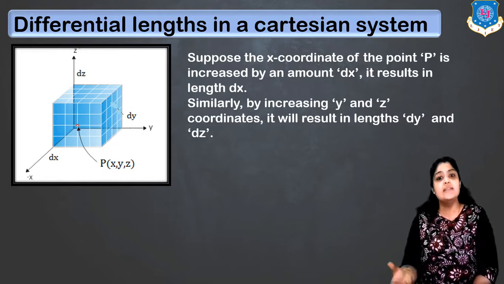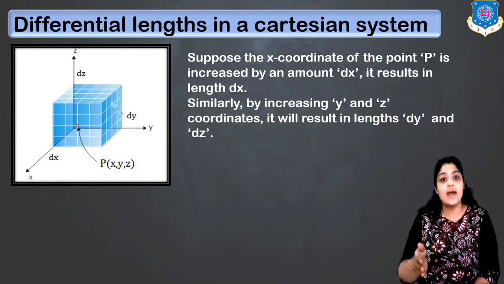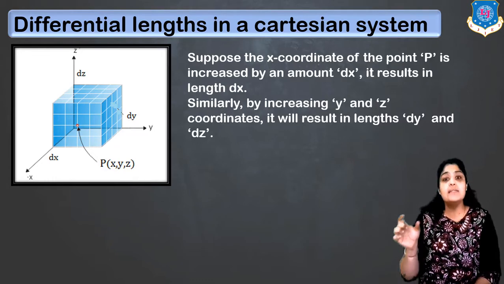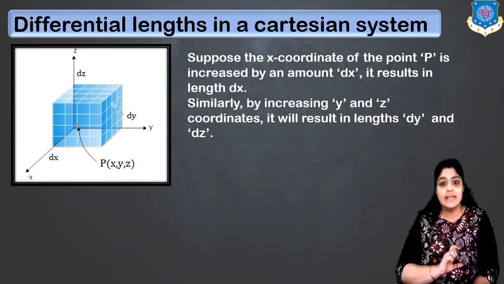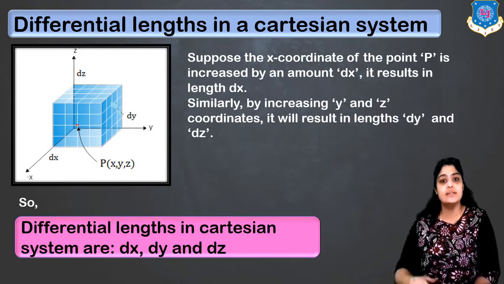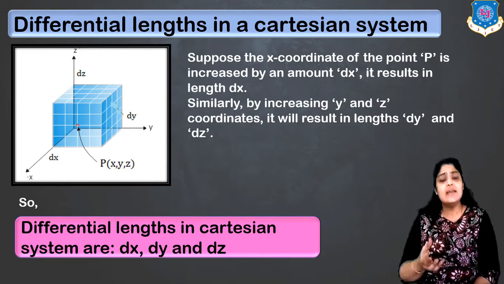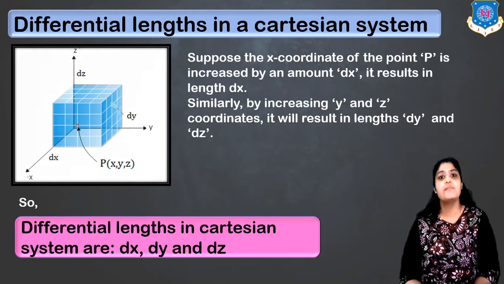That means my point has changed. It has relocated along the x-axis, y-axis and z-axis by small amounts dx, dy, dz, and hence I say that differential lengths in a Cartesian coordinate system are dx, dy, dz. So dx just indicates how much the point has shifted along the x direction.